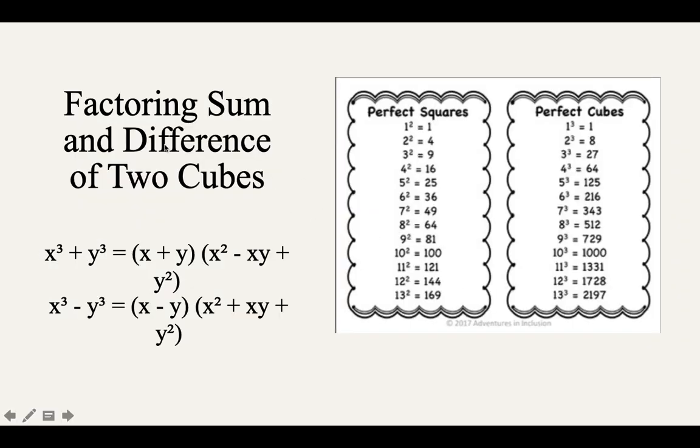How about if the given is the sum and difference of two cubes? It is a must to memorize the following perfect cubes, like 1. This can be written as 1 cubed. 8 can also be written in exponential form as 2 cubed. 27 can also be written in exponential form as 3 cubed. I want you to remember this because we will be using this later.